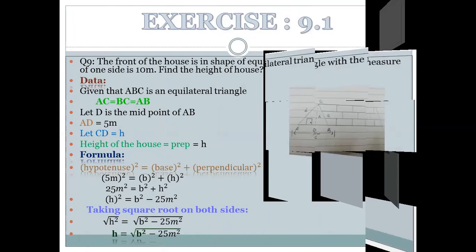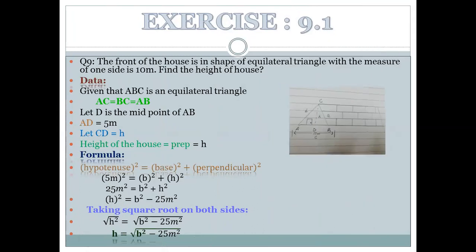The last question of this exercise is question 9, and you see that they draw the front of a house here, and this is the shape of an equilateral triangle. Equilateral triangle means all the sides of the triangle will be the same. And here they also draw a perpendicular in between which divides the base into two equal parts. The whole base is given as 10 meters. When we divide it into two equal parts, one part will be 5 meters and the other part will also be 5 meters.